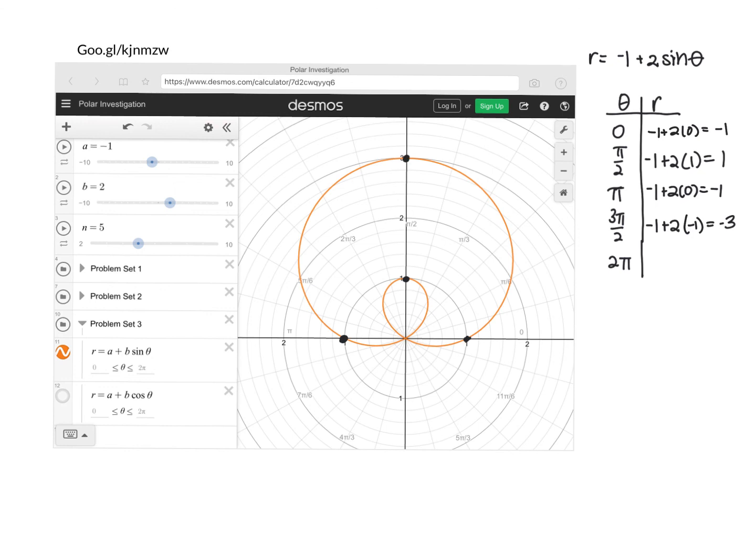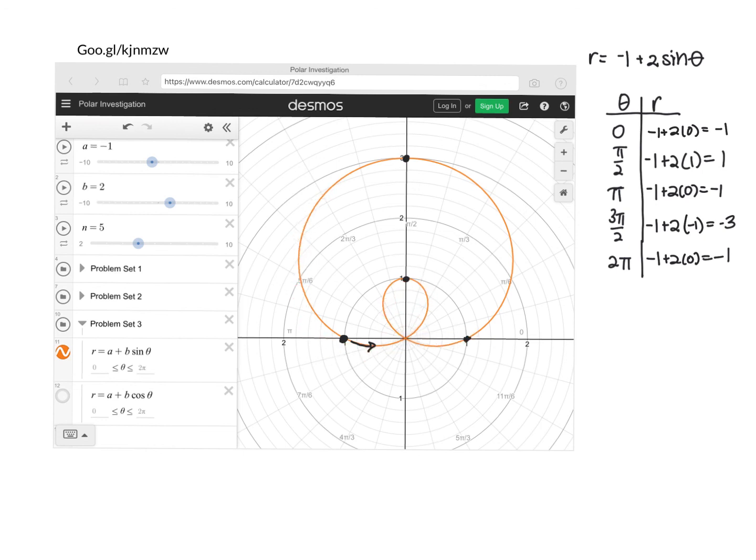And now I'm guessing this 2 pi is going to kick me back to where I started. So if I plug in 2 pi, we get -1 plus 2 times 0, which is -1. 2 pi is right here, but I bounced that point back. Yep, and so we're back to where we started. And so you can see that this is going to start here, and it's going to trace this loop and work its way around, and then just keep going around and around.